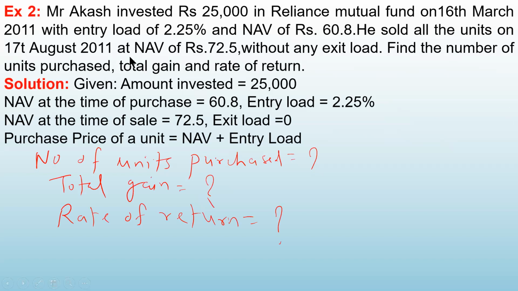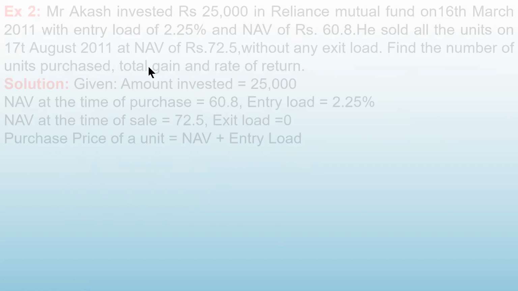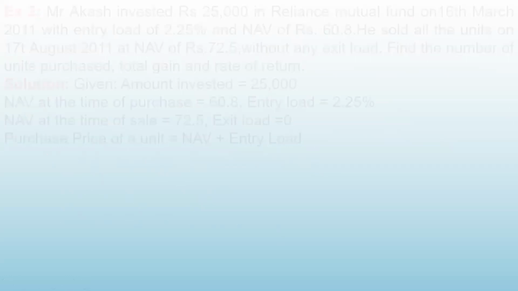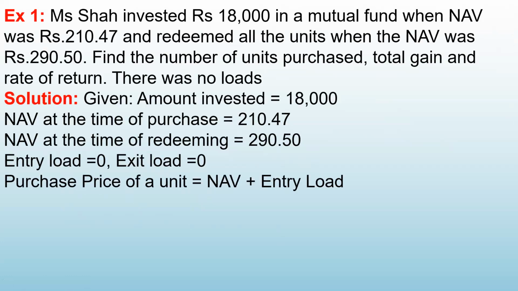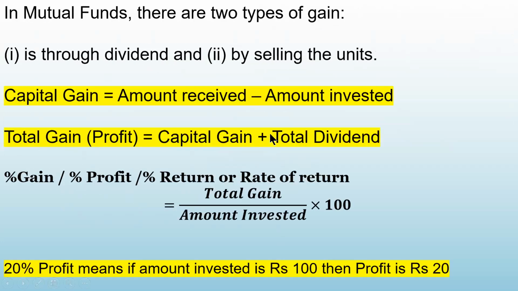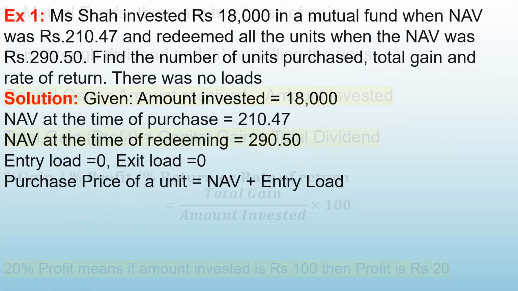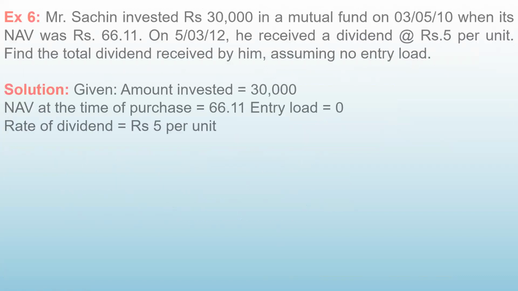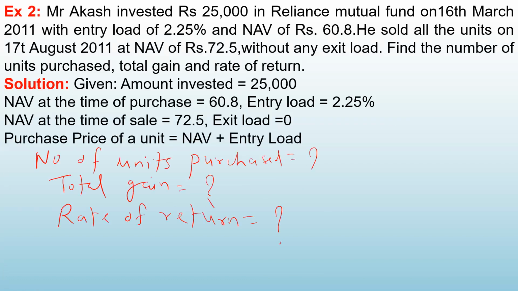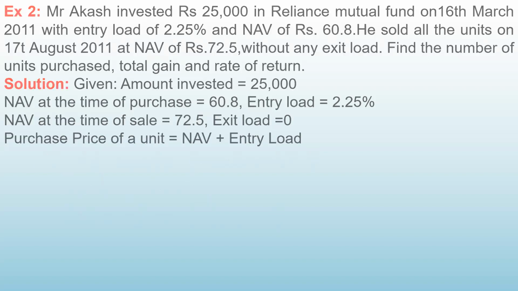Now we have to find out the total gain. To calculate the total gain, what are the things we require? Here, total gain is amount received minus amount invested. See here, total gain. In this problem, there is no dividend. So total gain will be same as capital gain. So amount received minus amount invested. Amount invested is already given to you. You have to find out amount received. So to find out amount received, you must know what is the selling price of 1 unit. Okay. So let us calculate the selling price of 1 unit.